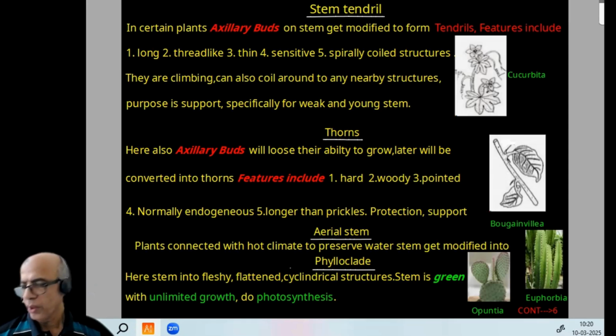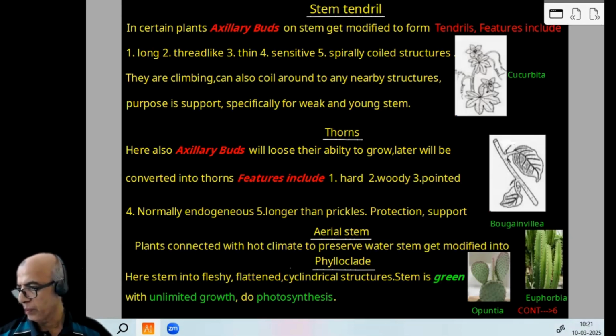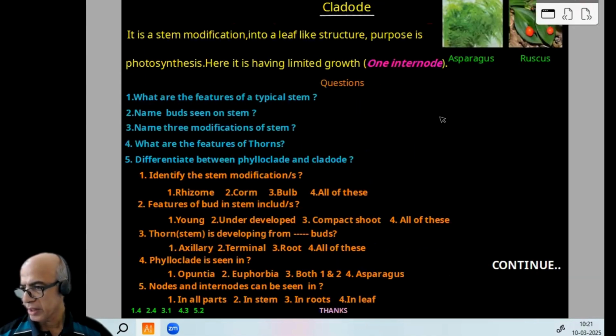Then we entered into thorns. Again axillary bud, and that bud loses its ability to grow. Later it will be converted into thorns. Features include hard, woody, pointed, normally endogenous and longer than prickles. Protection and support. Then we entered into aerial stem with the 2 terms, phylloclade. What is phylloclade? Stem becomes fleshy, either flattened or cylindrical. It is green, so able to do photosynthesis. But in phylloclade, remember, unlimited growth. Example is Opuntia, Euphorbia.